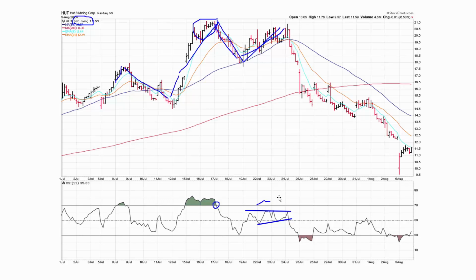So this is one of the ways I use this. I use this both in uptrends and downtrends to tell me that a reversal is going to happen. In this case, we have a double top because the RSI refused to match the previous high, or at least get pretty close to it.